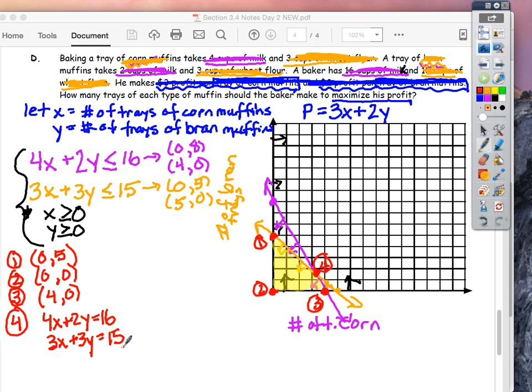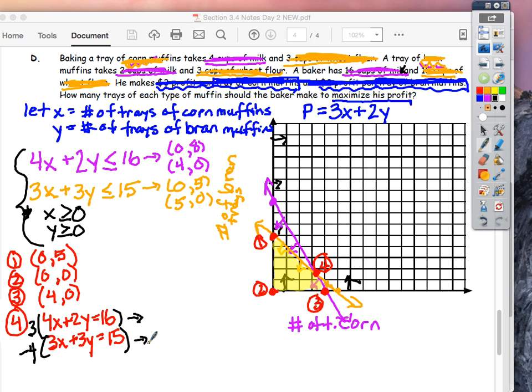Here, actually, I'm not going to use elimination. I think I'm going to actually use substitution. Nah, let's use elimination. So let me just solve this briefly. I'm going to multiply the first by a 3. Let's just eliminate the x and the second by a -4.